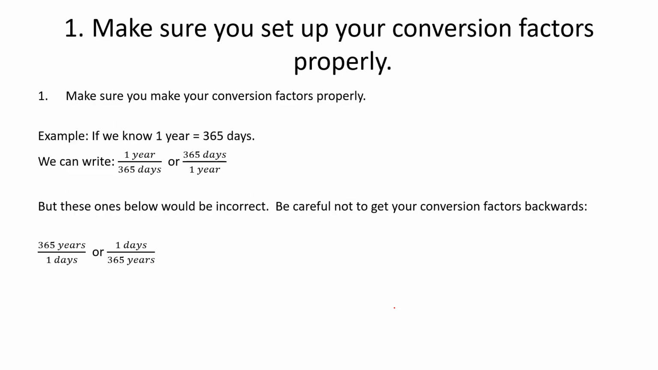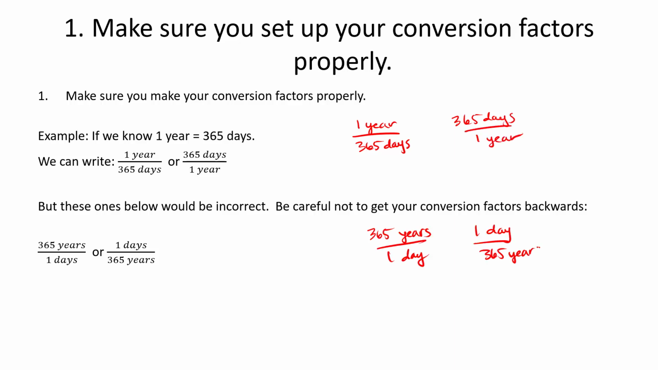All right, so first, making sure you set up unit conversion factors properly. Here's an example. We know that there are 365 days in 1 year. So please note we could say 1 year is 365 days like this, or 365 days per 1 year. Both of these would not be correct.